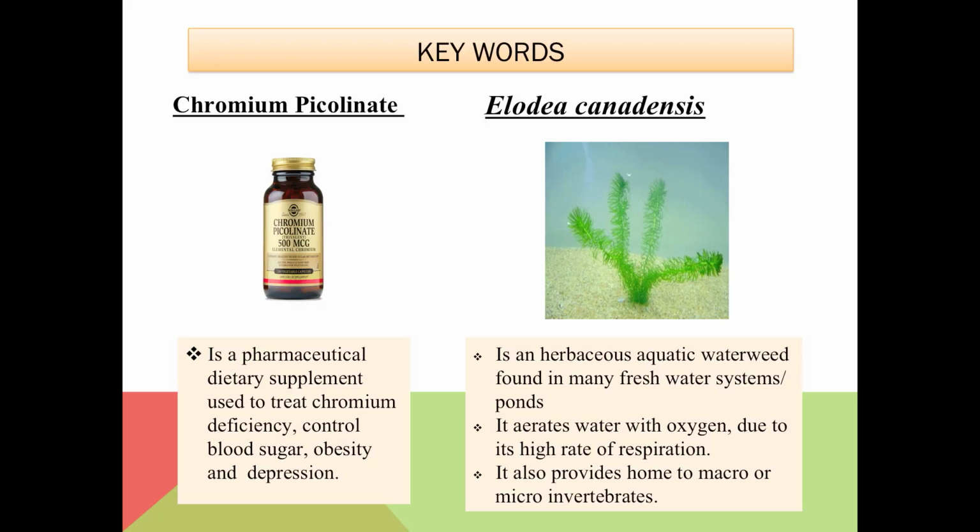I also used Elodea densa, which looks like this over here. Elodea densa is an aquatic plant and is mainly found in fresh water. Elodea densa enriches water with oxygen due to its high rate of respiration. It also provides a home to macro and micro invertebrates.